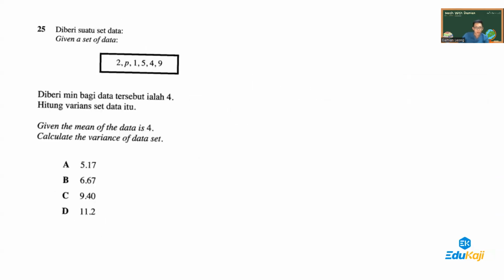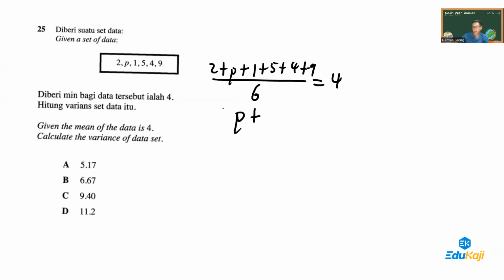Then this one, I'm given the mean is 4 and I'm going to find the variance. Mean is 4, means when I add all these together and divide by 6, since there are 6 values, it equals the mean 4. So adding these together, I get 21 plus P equals 4 times 6, which is 24. Bring over 21, 24 minus 21, so P is 3.